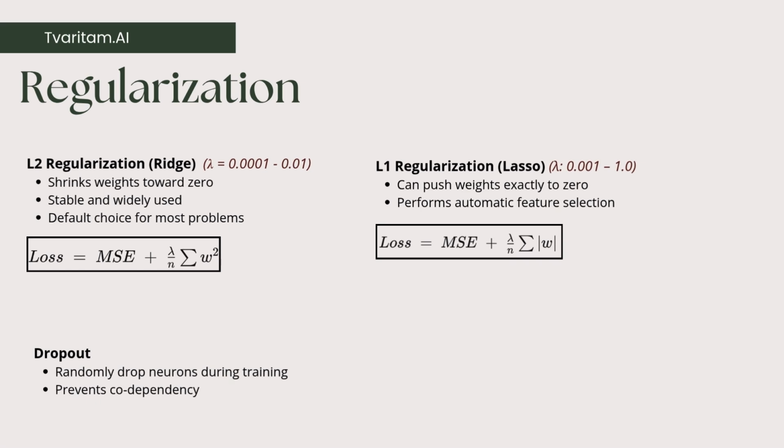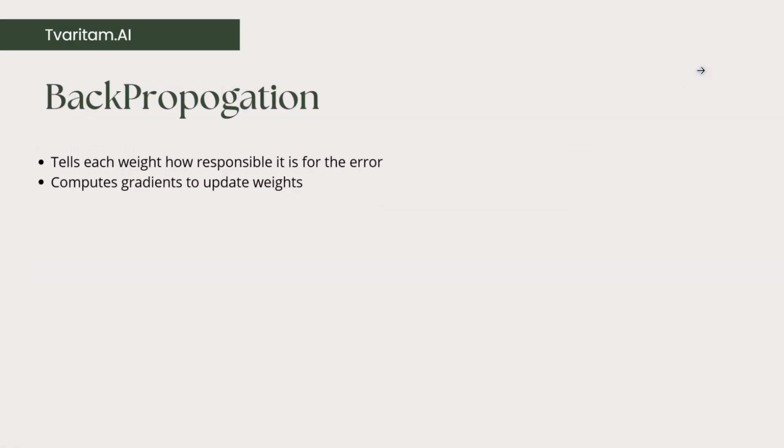So we train multiple epochs, and in every epoch we randomly turn off a certain percentage of neurons. This forces the network to not rely too heavily on any neuron and instead learn more robust and distributed representations. Now let us talk about backpropagation, and this is an important part of a neural network. And this is responsible for how we minimize the error in our algorithm.